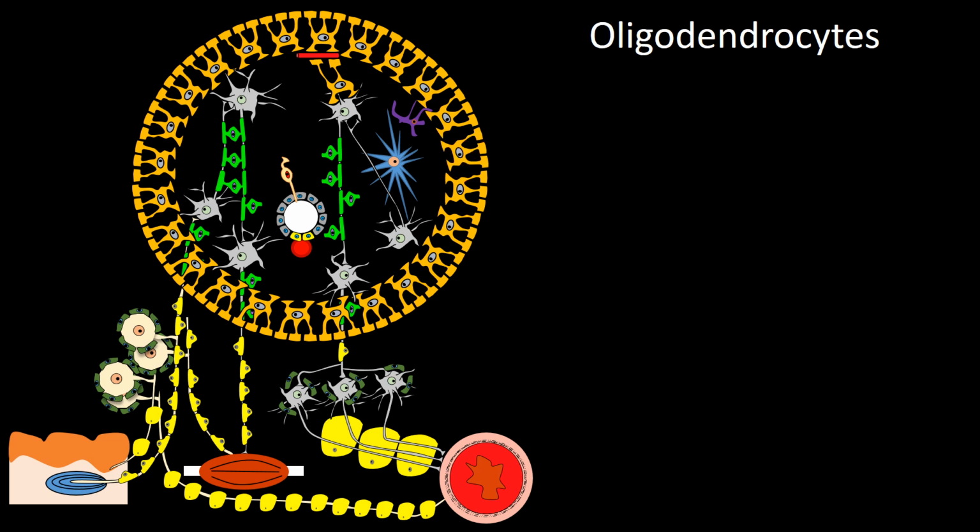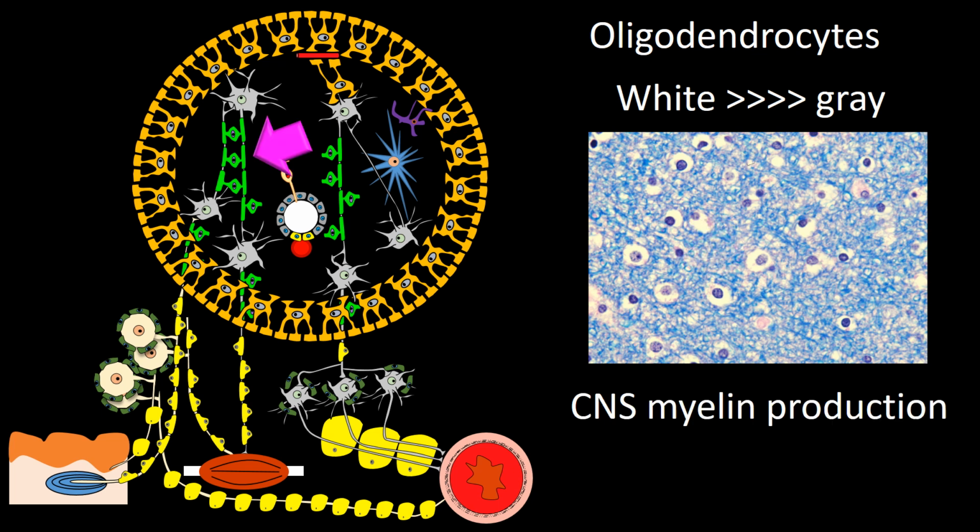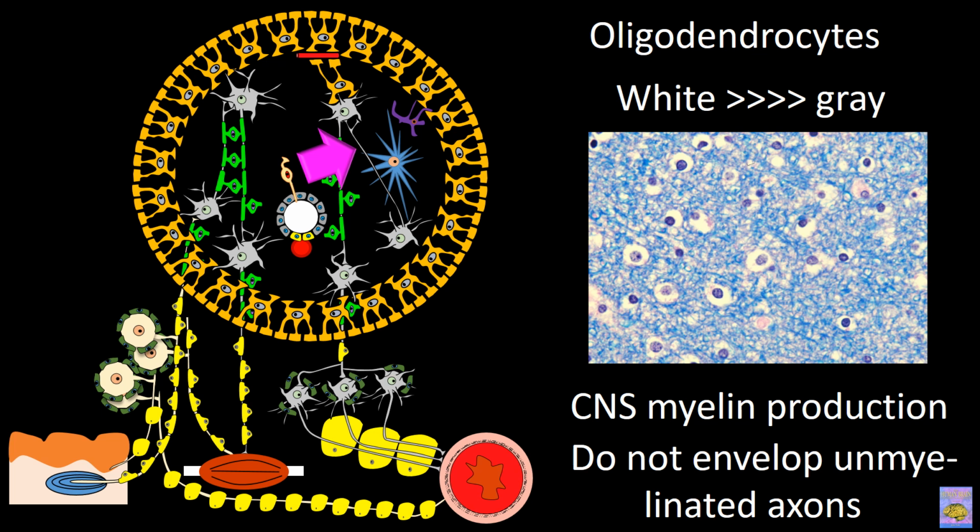Next, we have the oligodendrocyte. They are represented here in green. They are mainly in the white matter. Oligodendrocytes have a fried egg appearance on histological preparations, as you can see. They are in charge of producing myelin in the central nervous system. Unlike in the peripheral nervous system where every unmyelinated axon is enveloped by a Schwann cell, the equivalent of oligodendrocyte in the peripheral nervous system, in the central nervous system, unmyelinated axons are not covered by oligodendrocytes.